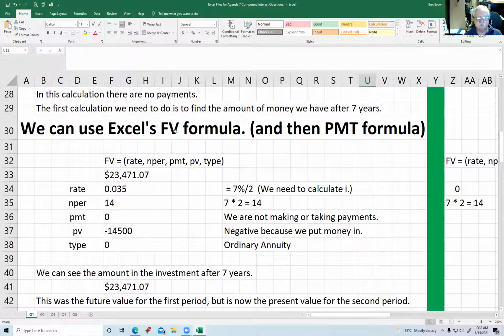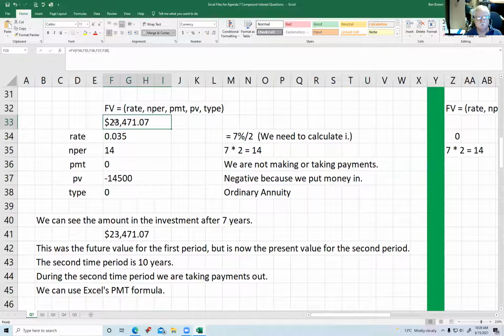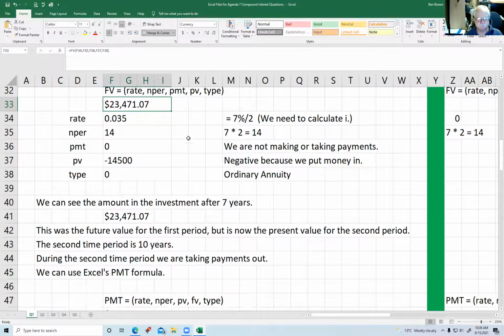We could use Excel's future value formula to move the money forward. So we're doing the future value. And what we find out is that after 7 years of interest, they would have 23,000 and something. So that's what we would start the next calculation with.